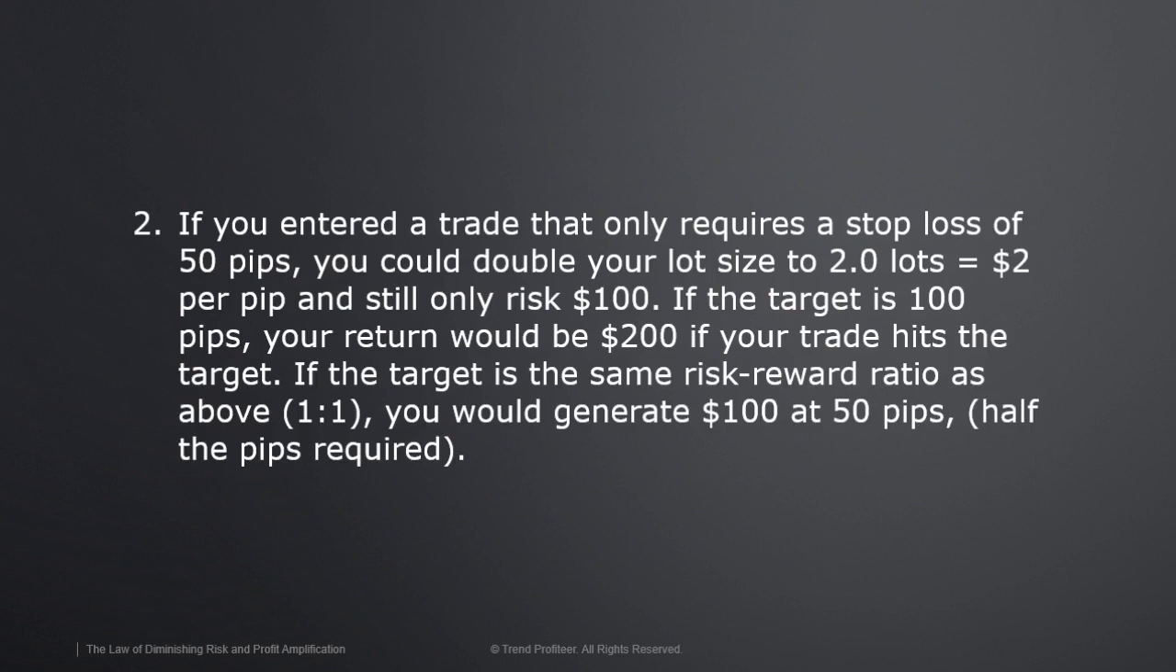If you entered a trade that only requires a stop loss of 50 pips, okay, half of the 100 pips we were looking at before, you could double your lot size to 2 lots, which, at one lot equals $1, so 2 lots equals $2 per pip, and still only risk $100 because your stop loss is 50 pips now, not 100. If the target is 100 pips, your return would be $200 if your trade hits the target. If the trade is the same risk reward ratio as above, 1 to 1, you would generate $100 at 50 pips, half the pips required.